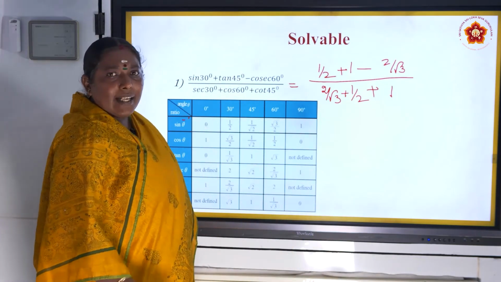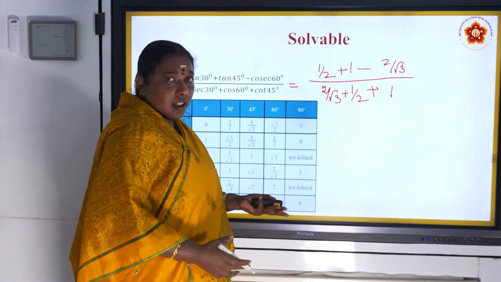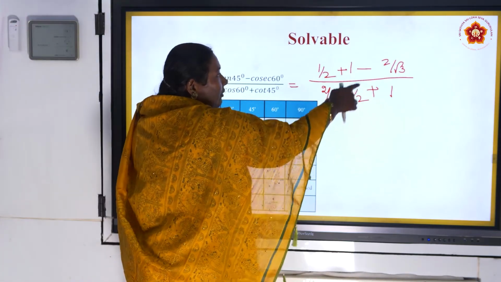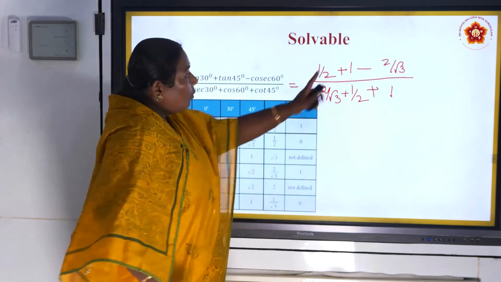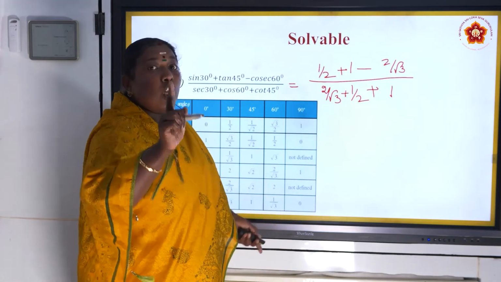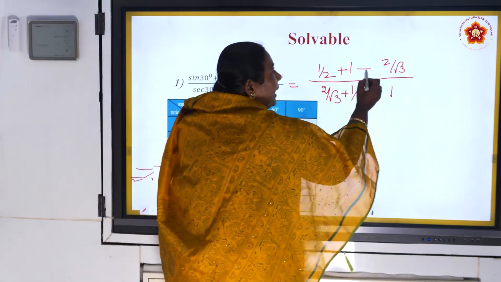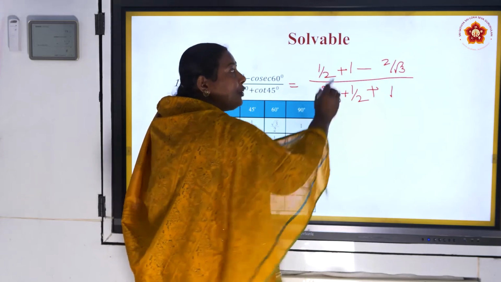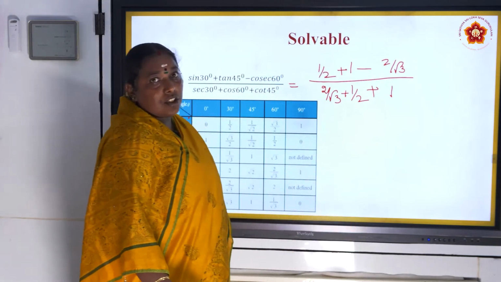Both are looking same. I can cancel it and I get the answer. Is it right? Both are looking same now. So 1 by 2, 1 by 2 I have. 2 by root 3, 2 by root 3 I have. 1 and 1 I have. Both are looking same. Is it right? No. I have a minus here. So I should not cancel it. I have to do the calculation.